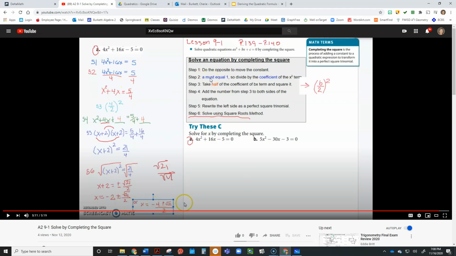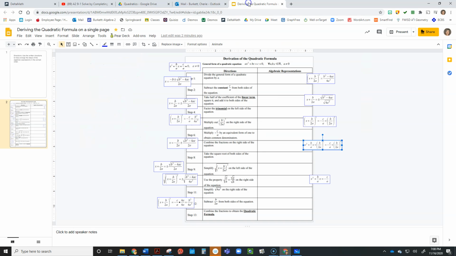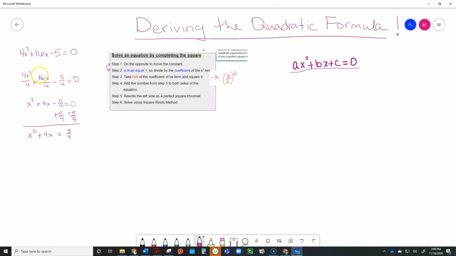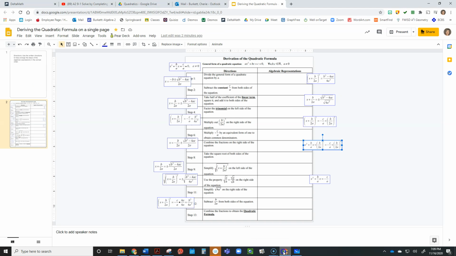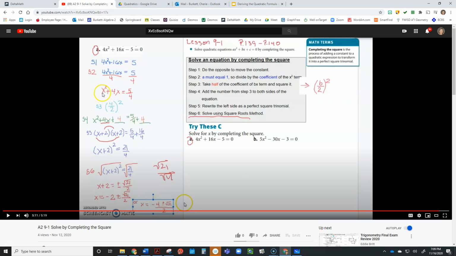Okay, I'm going to show you that if you work this problem and you do step number 2 first and then step number 1, if you do step number 2 first, divide everything by 4, then do the opposite with your constant. The opposite of -5/4 is to add 5/4. You end up with x squared plus 4x equals 5/4, which is exactly what she ended up with right here. X squared plus 4x equals 5/4.